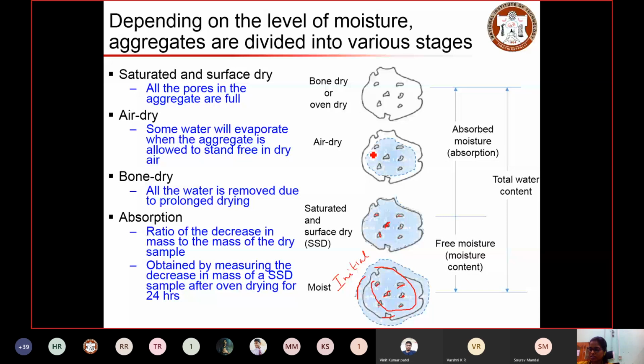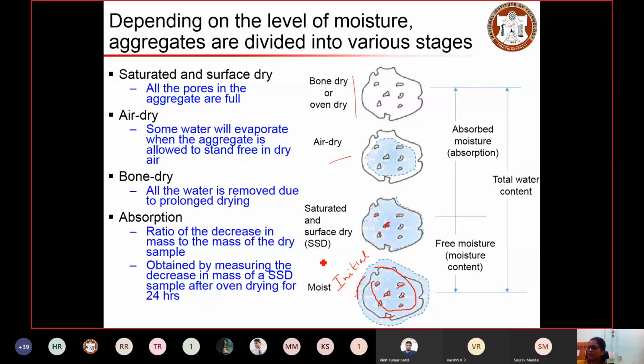Okay. And further, if we just want to know the weight of the aggregate alone without any moisture, then we need to remove all the moisture from it. That is the stage called bone dry or oven dry, where the temperature of the aggregates is increased to remove the water from it. Fine. So all the water is removed due to prolonged drying. For laboratory purposes, we use an oven. We do some 24 hours of oven curing so that we can ensure all the water in the aggregates is evaporated.